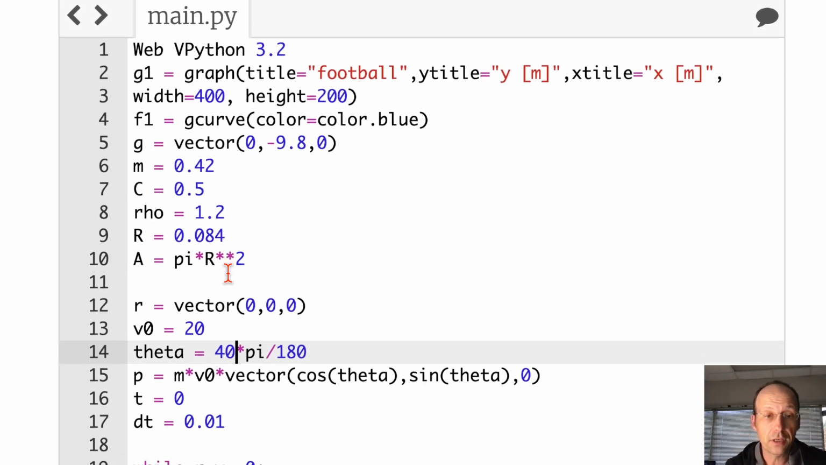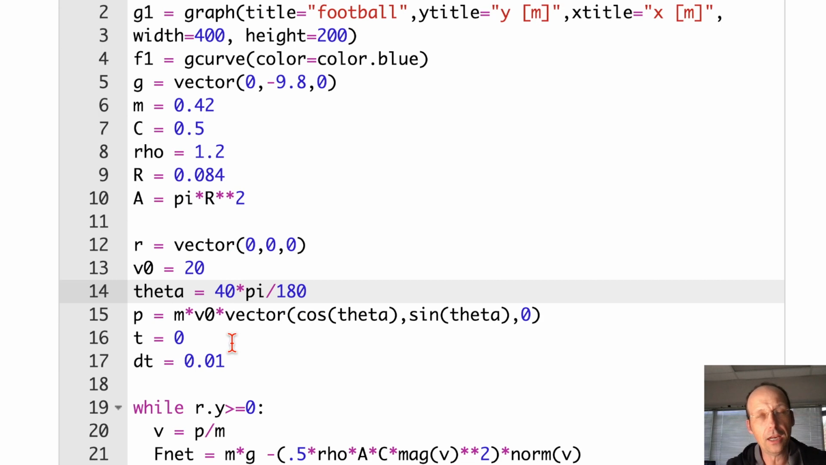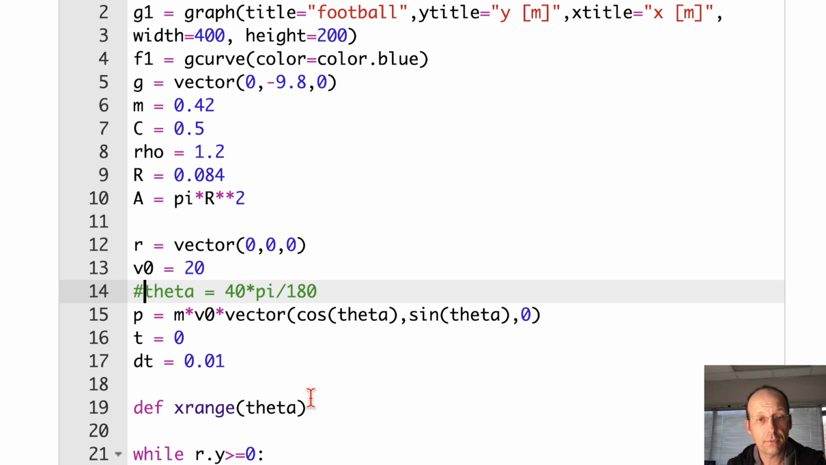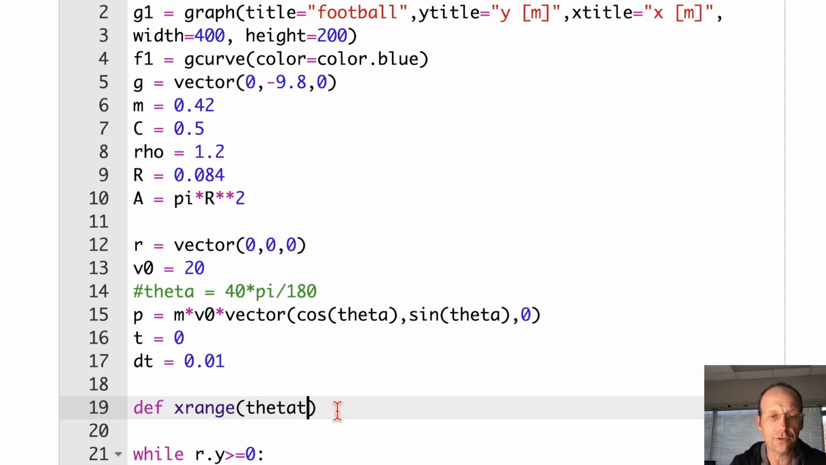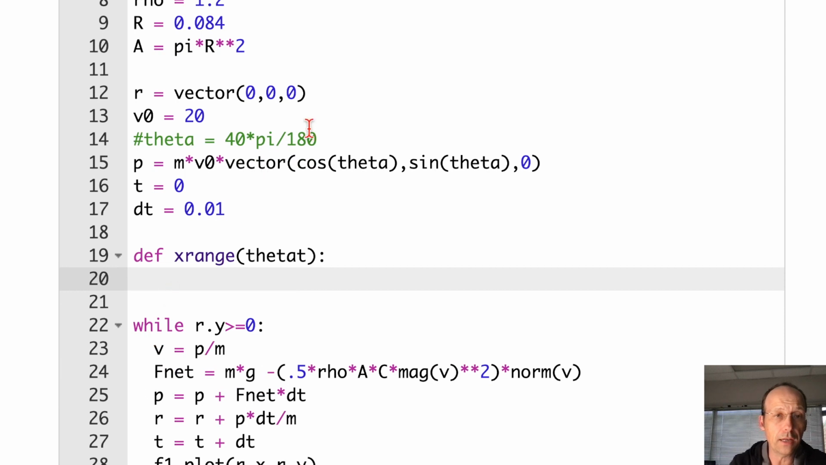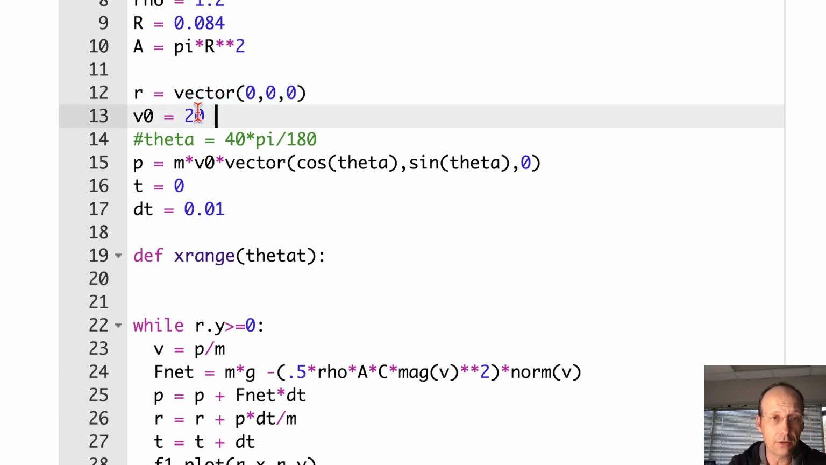But I'm going to make a function. So I'm going to make a function, and I want to pass to the function the angle theta. Everything else I'm going to leave as global, and that's a bad idea, but I'm going to do it anyway. So let's say this function, I'm going to call it x range. It's the range it goes. I need to say def x range, and I'm going to give it the angle theta. So I don't want to put theta right there. Okay. Let's call this actually theta t for temporary theta. And now in this function, I'm going to do the following. I'm going to have my r vector. I'm going to put that down here. This I'm going to put down here.